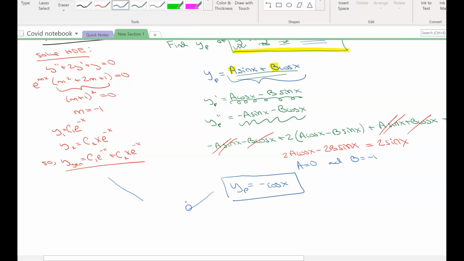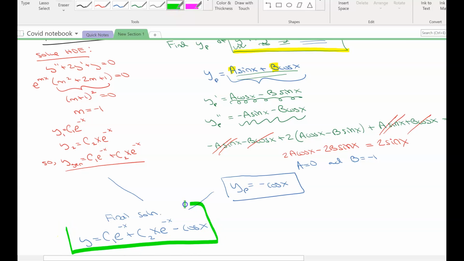So I'm going to say at the end of the day, my final solution is a sum of these two things. It's y equals c1 e to the negative x plus c2 x e to the negative x minus cosine x. And here is your general solution to the non-homogeneous differential equation.